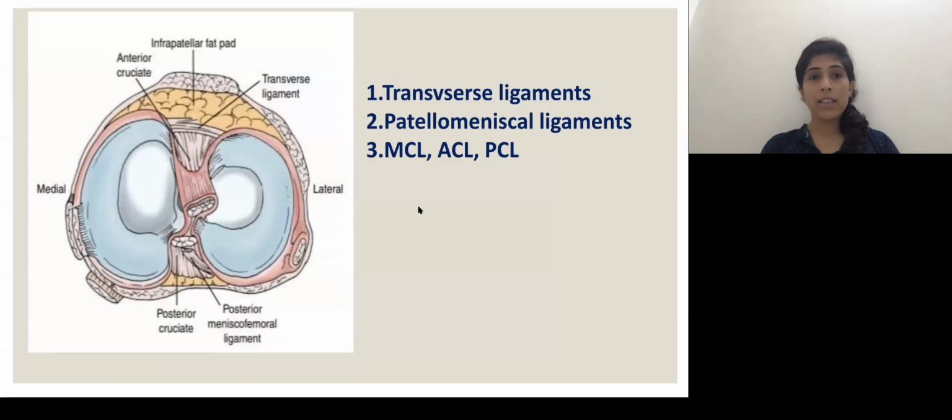So the menisci have attachments. Which attachments? In this figure you can see the transverse ligament. On both sides it is attached to this transverse ligament. Again, it has an attachment to the ACL, PCL, MCL, and the meniscofemoral or patello-meniscal ligament. So here you can see it has an attachment to the transverse ligament, to the ACL, to the PCL, as well as to the patello-meniscal ligament.